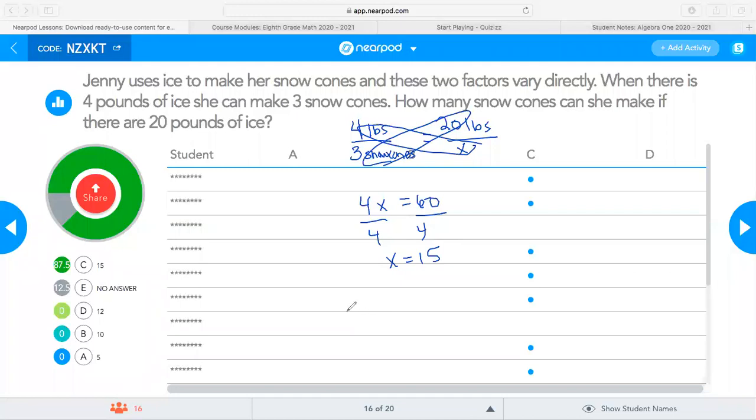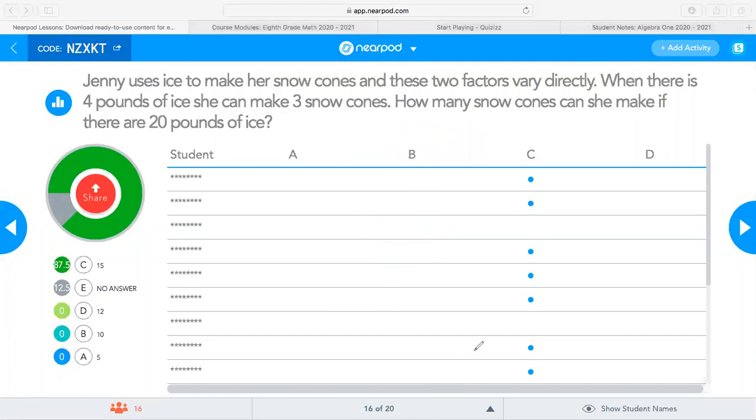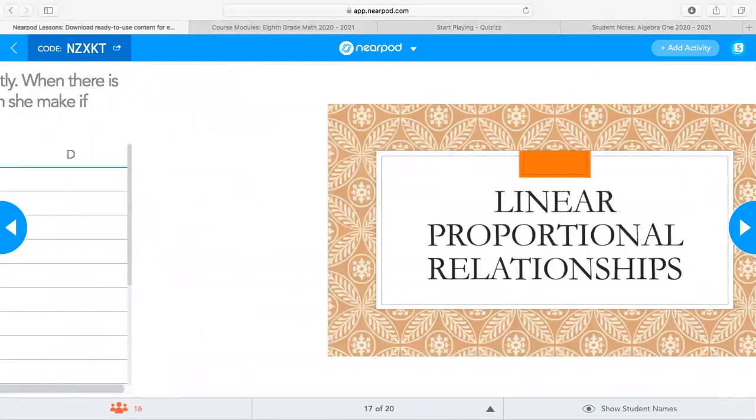Much better. If you're not understanding though, and you just clicked whatever you saw everybody else click in, just ask, right? I want your understanding. I don't care about the grade more. I want your understanding. All right, so we're going to skip this part in the Nearpod.